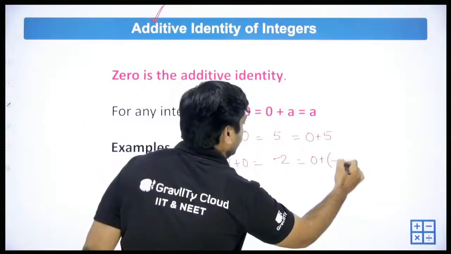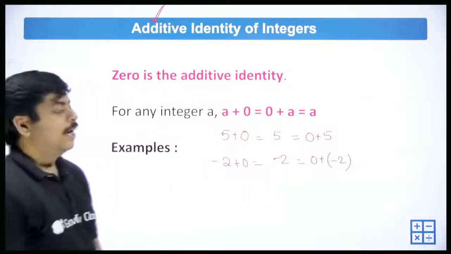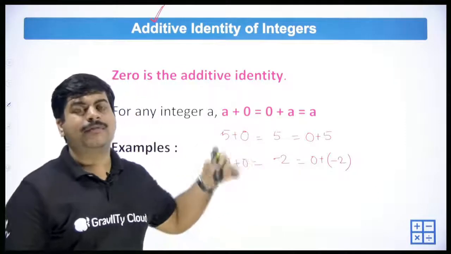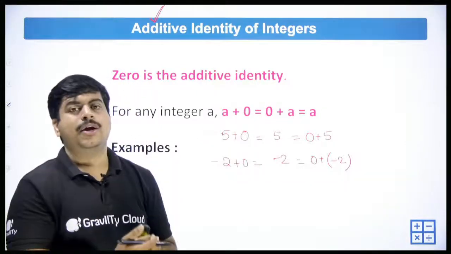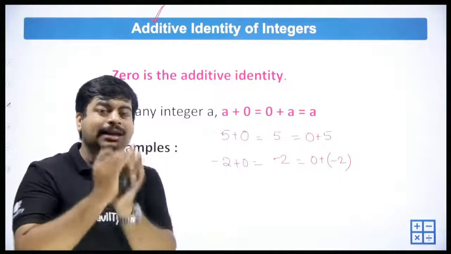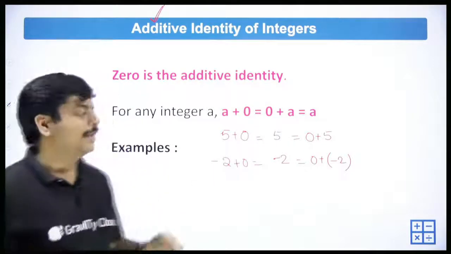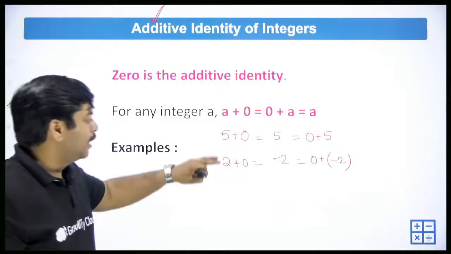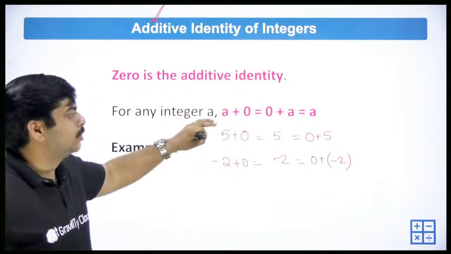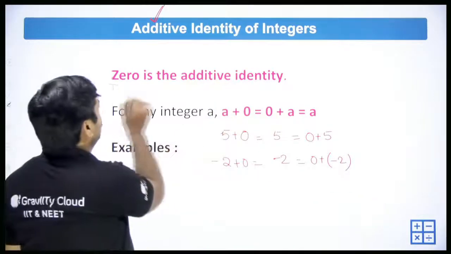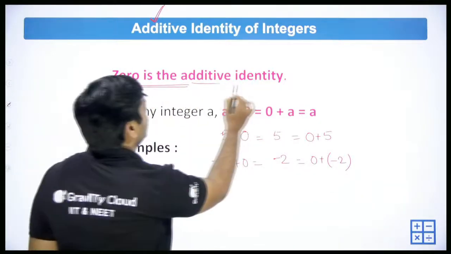0 plus minus 2. So, what I can say here, 0 is that number which, when we add it to the given number, we get the same number back. We get the same identity. Identity means the same number appearing again. So you can see here, any number, even if you take 0 also, for 0 also, the additive identity is 0. So always 0 is the additive identity.